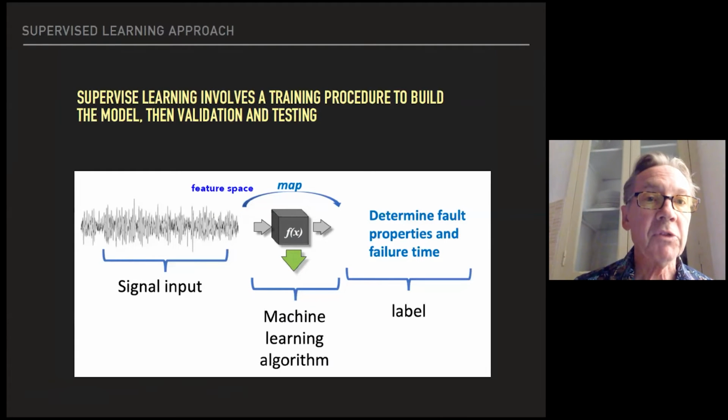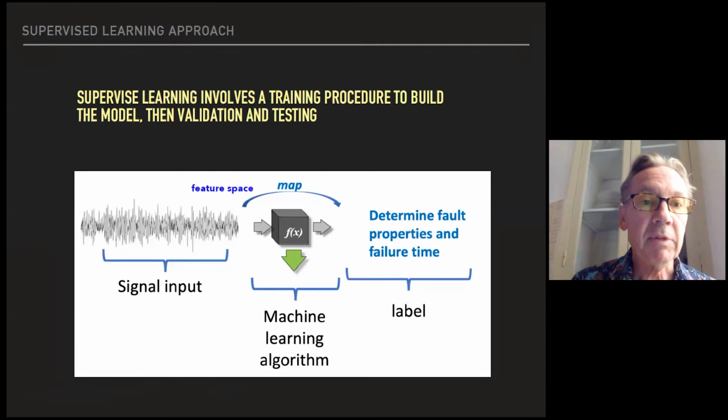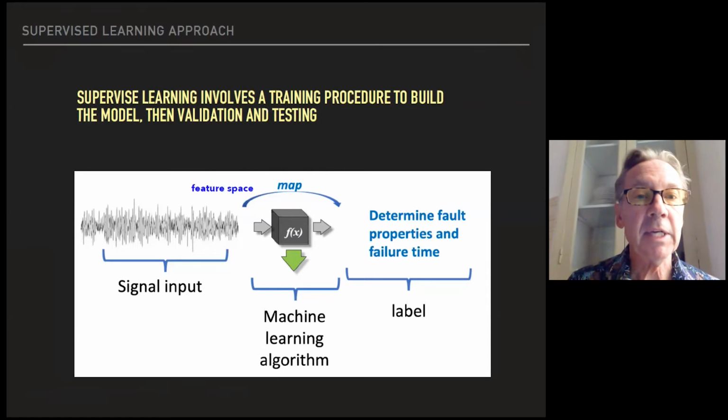So this is just a quick review of supervised learning in case you're not familiar with it. We have an input signal in this case. This is seismic or acoustic emission data that is continuous. You derive what is known as a statistical feature space from that. It's a large space of statistics regarding that input signal. You see if you can map that feature space to determine fault properties, one sort of fault property or another.